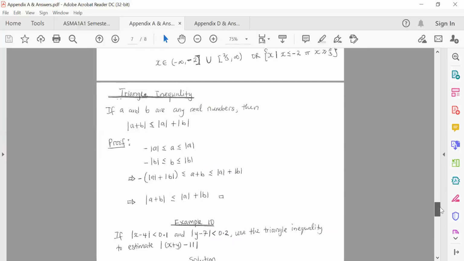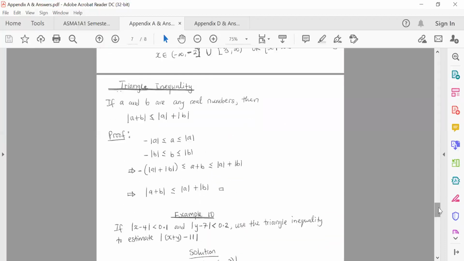Triangle inequality. This one, you can just ignore this piece. It's just for self-study, but I'll go over it quickly. I'm not going to test you on this. Now, it states that... okay, guys, can you mute? I think someone has unmuted themselves.